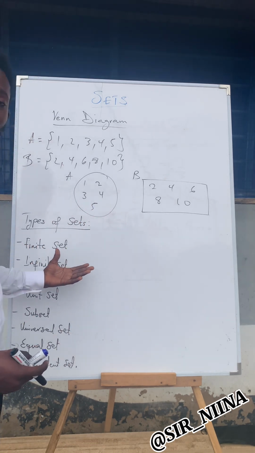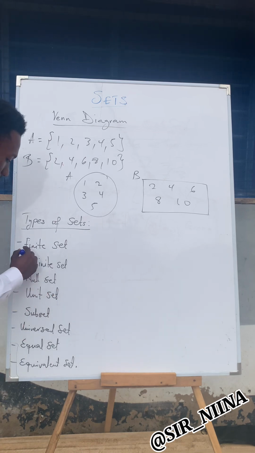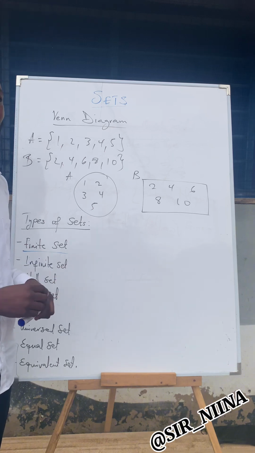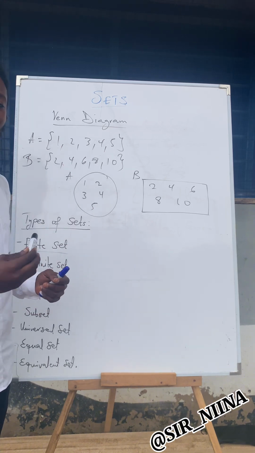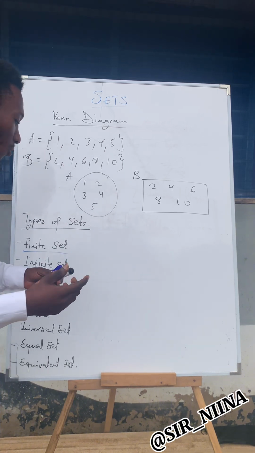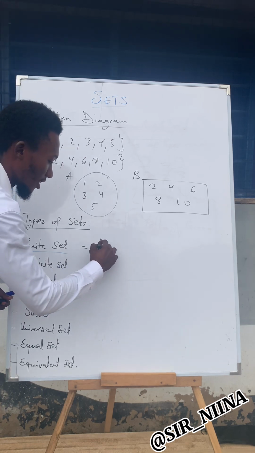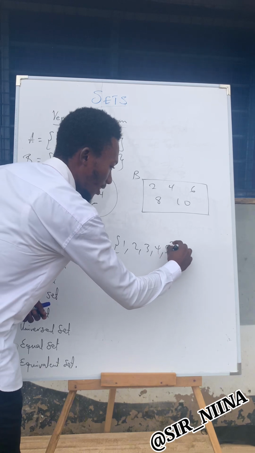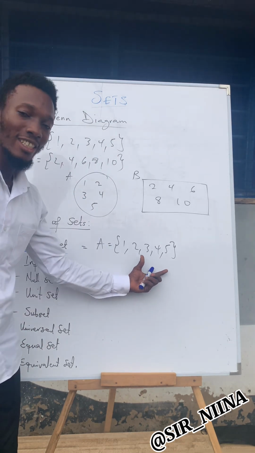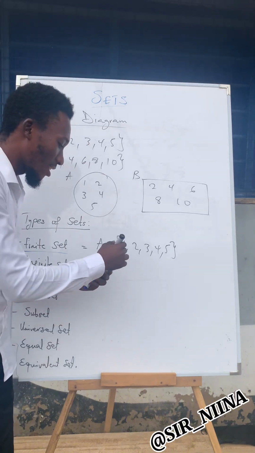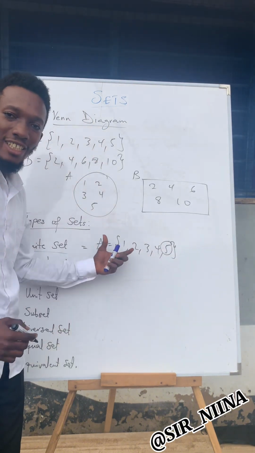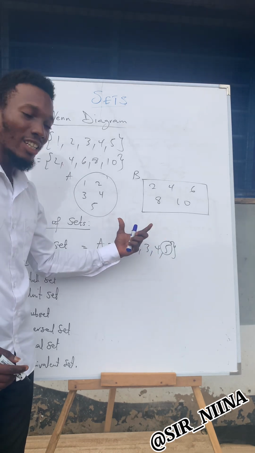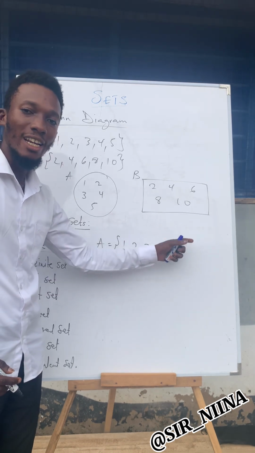Now, we have the finite set. What is a finite set? When we talk of a finite set, it is a set whose last element can be identified. For instance, we have set A, that is 1, 2, 3, 4, and then 5. What is the last element in set A? The last element in set A is 5. It can be identified. This is what we term as a finite set. Its last element or last member can be identified.